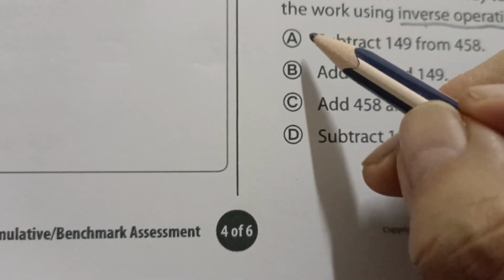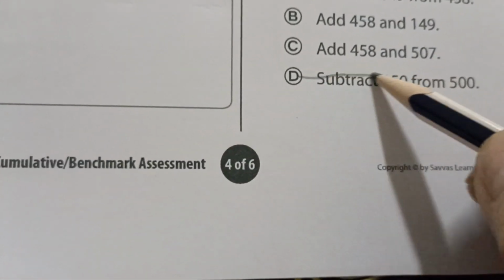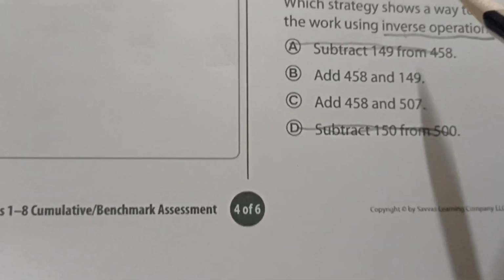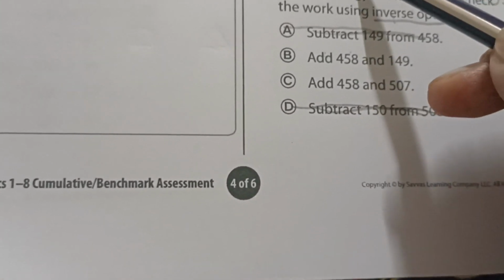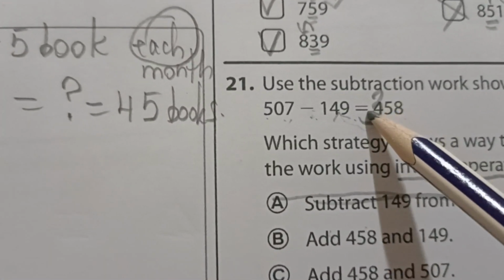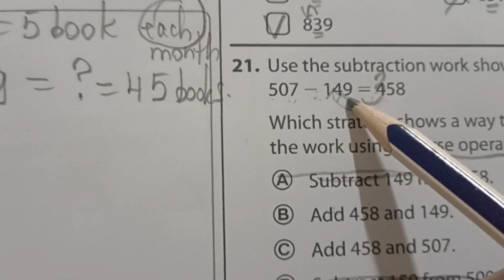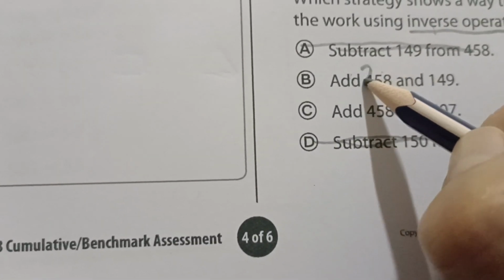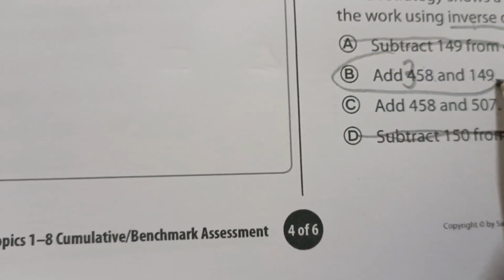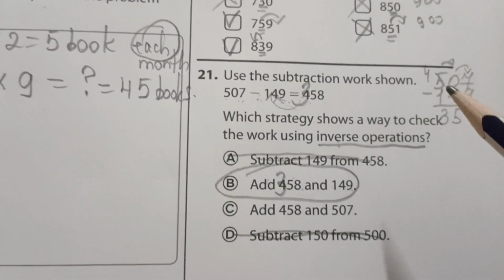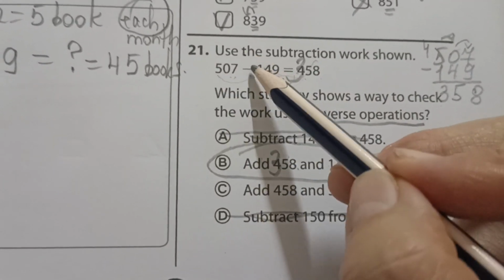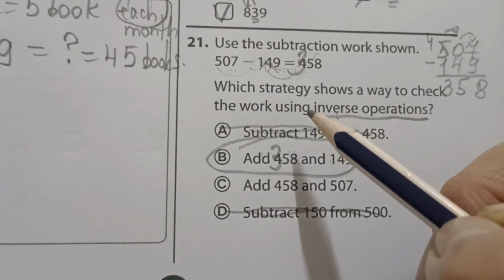If plus, so subtract is not good, okay? We need to choose from this and this. Again, and for addition, we go back. If you go back, we start from the end and go back. That means that we need to add number 358 and 449. This is correct answer, okay? Again, to do inverse operation, we go back. For minus, inverse operation is plus.